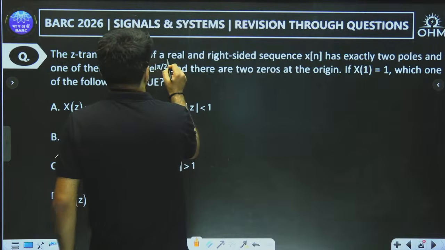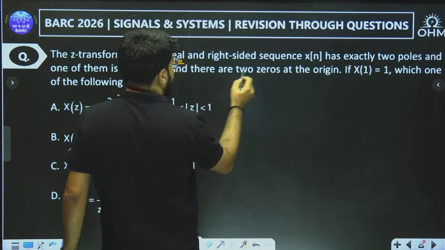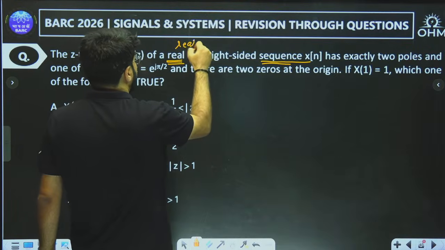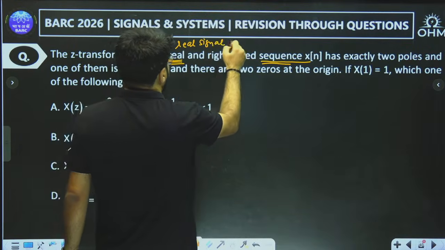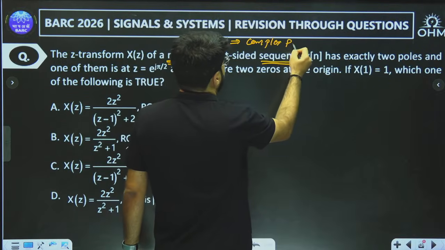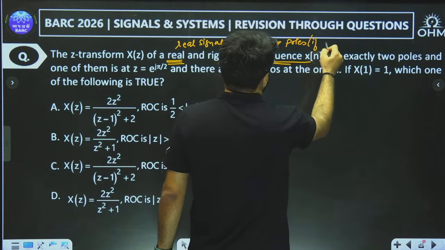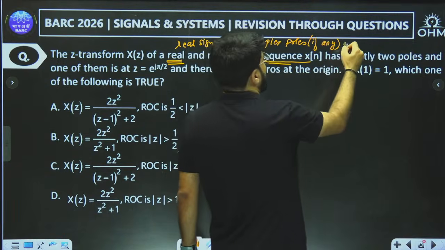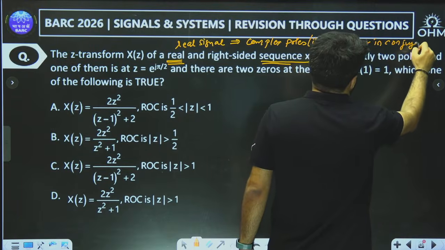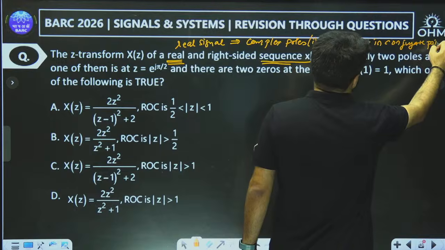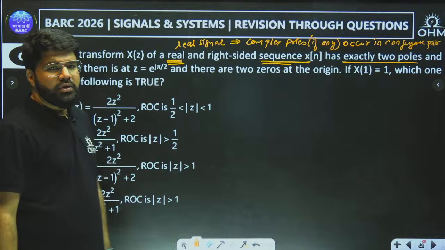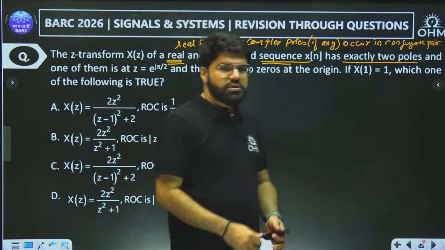Whenever you have a real signal x[n], for any real signal, complex poles or zeros, here it is poles, if any, will always occur in conjugate pairs. And the data also says exactly two poles.